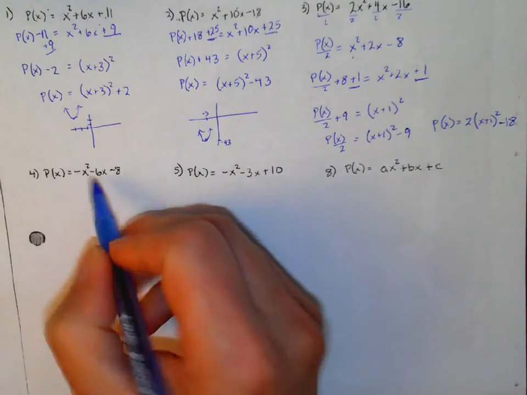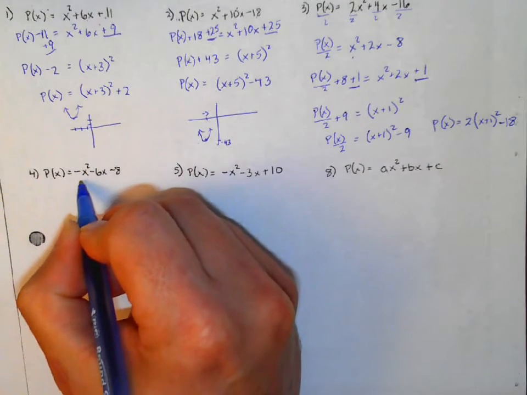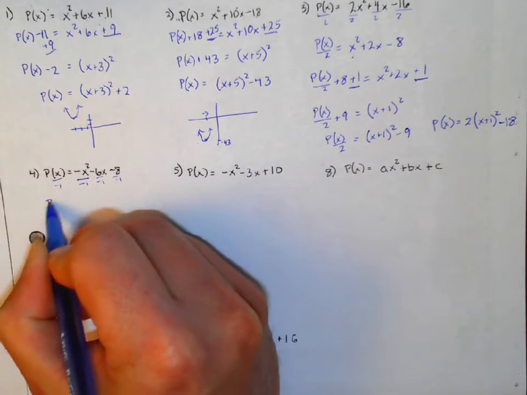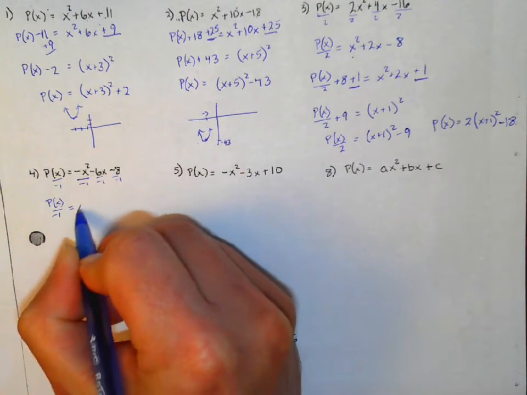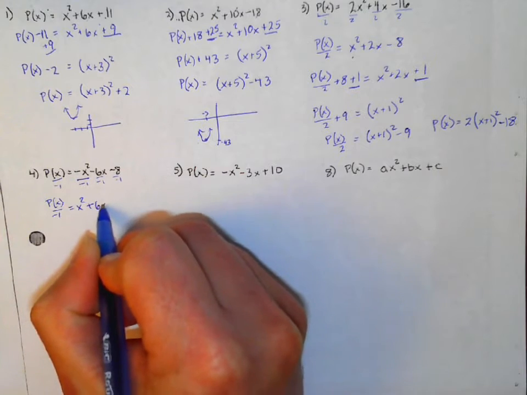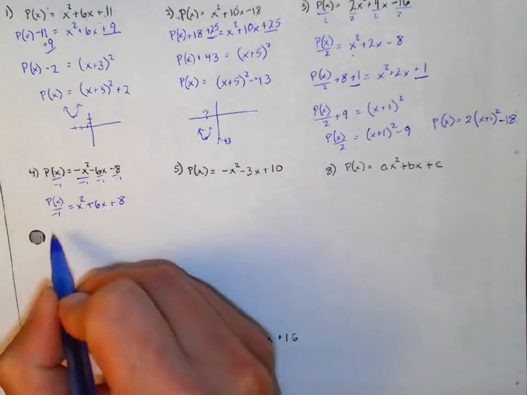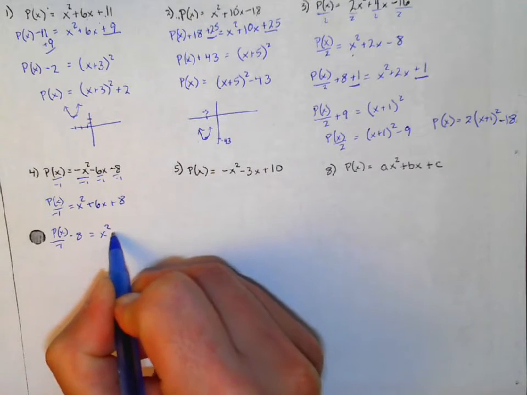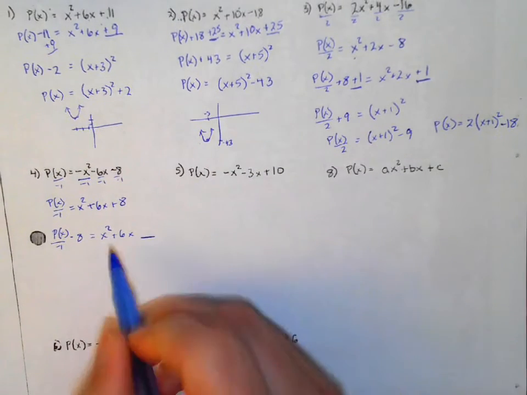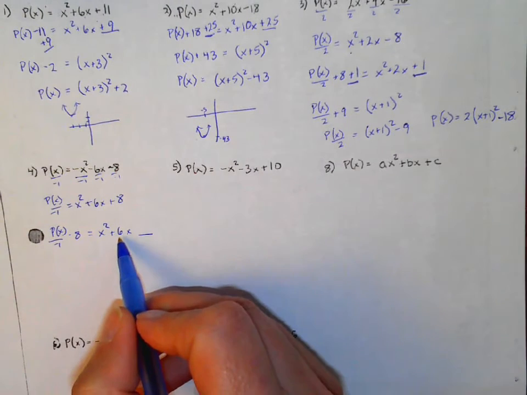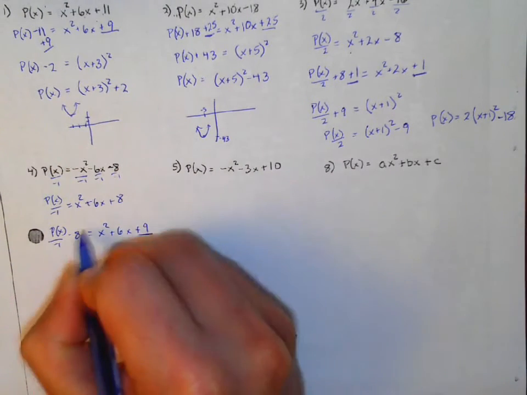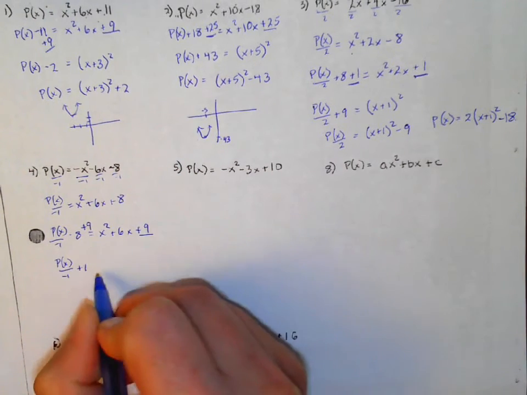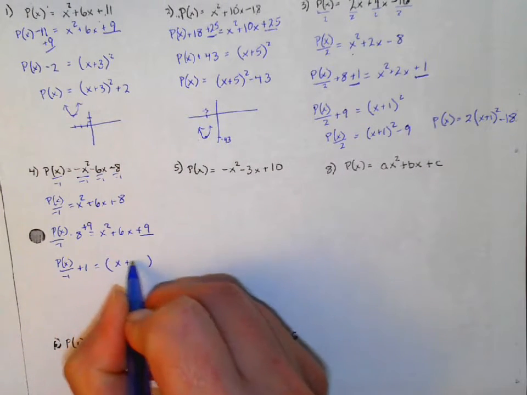Okay, here I don't have the 1 x squared, I have a negative 1, so I have to divide everything by negative 1. So I have p of x divided by negative 1. Okay, I'm going to bring that 8 over. And I have to complete the square. So, think again. Half of it is 3. 3 squared is 9. So p of x over negative 1 plus 1 is equal to, factoring it, x plus 3 squared.